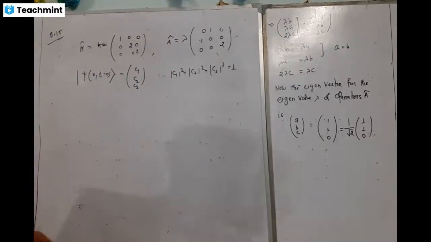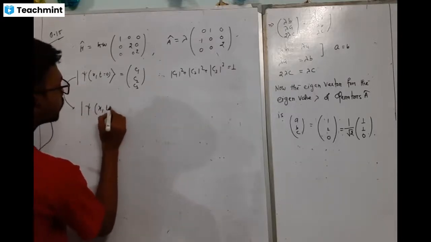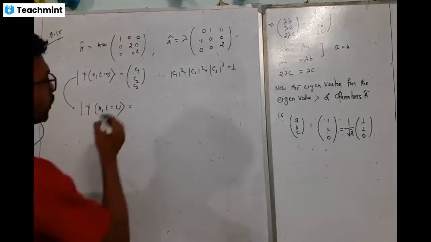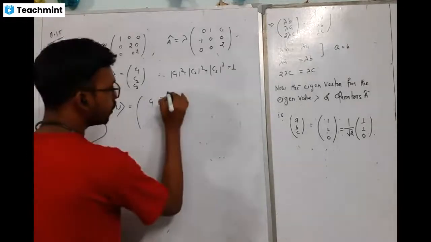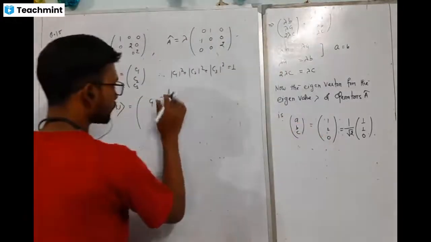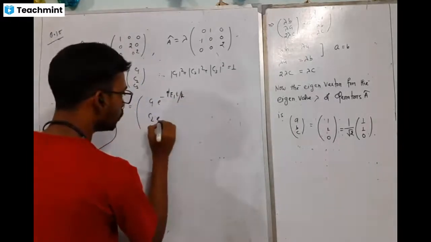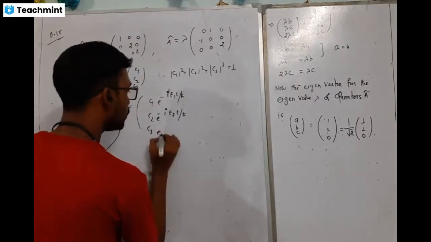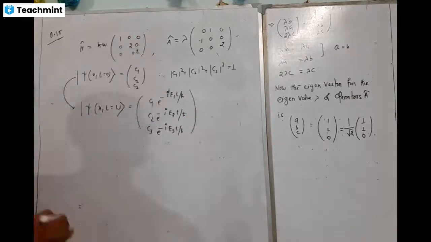Now express this state. This state is psi of t equals c1 e to the power minus i E1 t upon h cut, plus c2 e to the power minus i E2 t upon h cut, plus c3 e to the power minus i E3 t upon h cut. This is the corresponding expression.